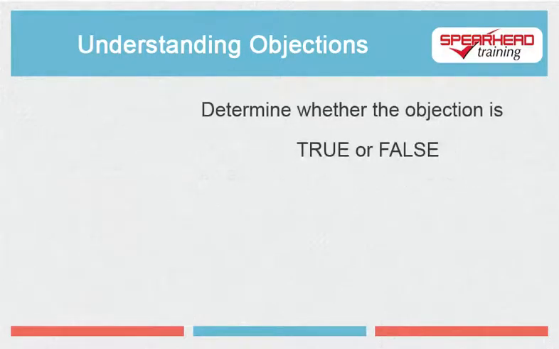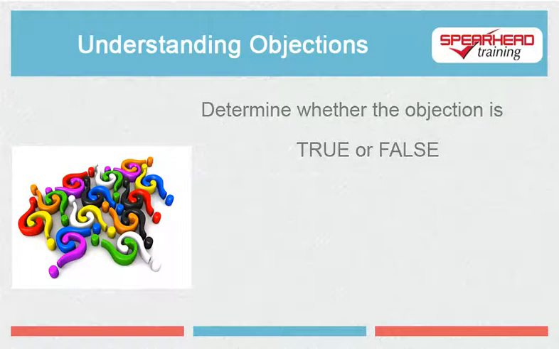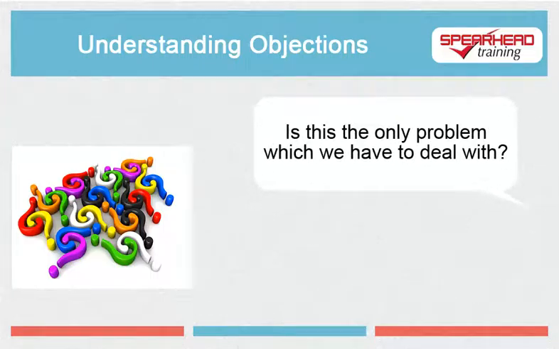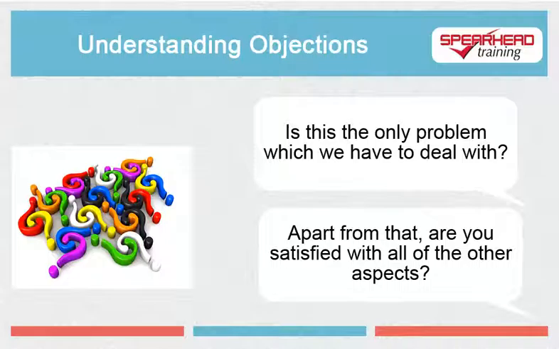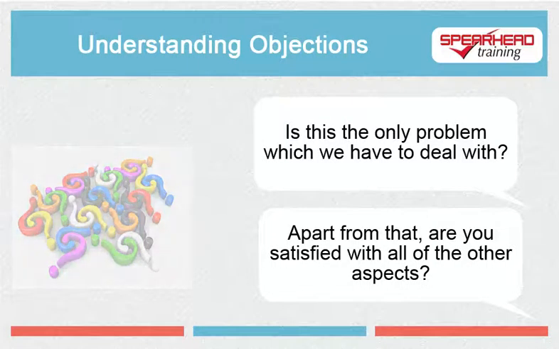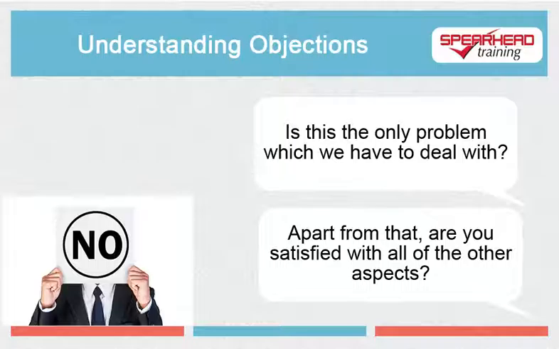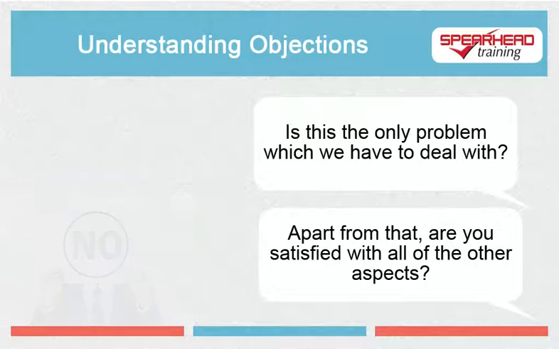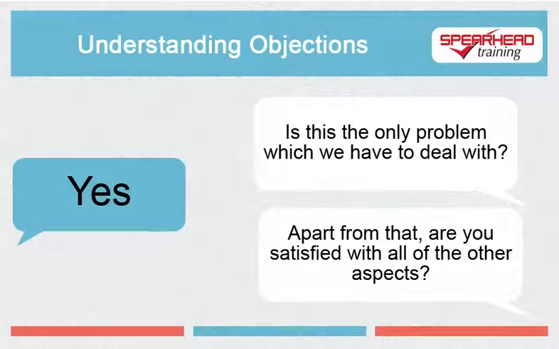Firstly, you need to determine whether the objection is true or false. A possible way to achieve this is by the use of questions, such as, "Is this the only problem which we have to deal with?" Or, "Apart from that, are you satisfied with all other aspects?" If the objection is false, then the customer is likely to voice another objection, and you can be fairly certain that this is false as well. If they are being sincere, they may agree that this is their only doubt.